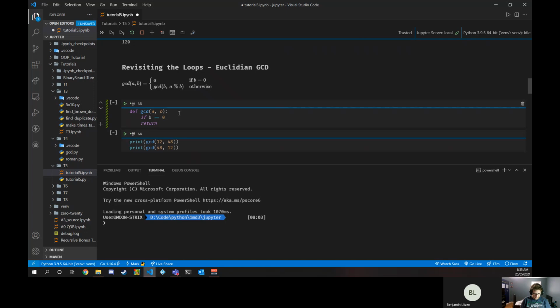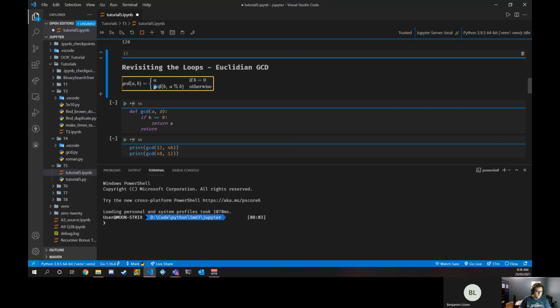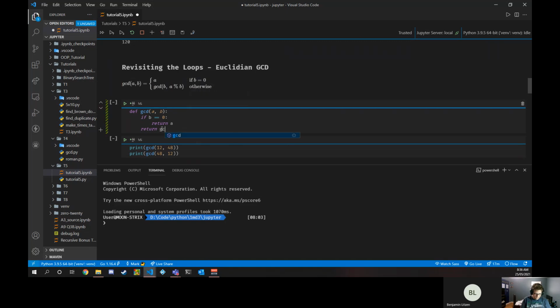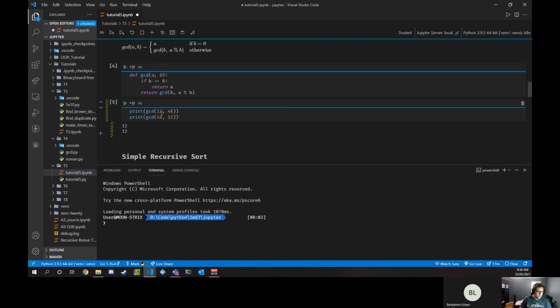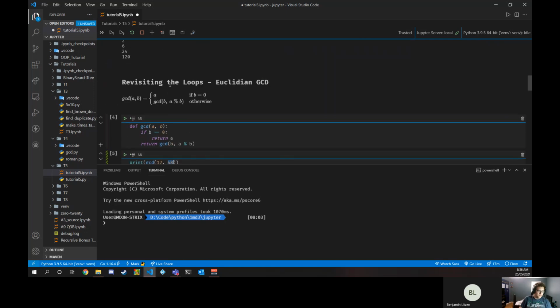So if b is equivalent to 0, then we just return a. However, if b isn't 0, the otherwise case, we simply return the GCD. We swap b into this spot here and do a mod b as what b is. If you go back to the loop equivalent, you will see it's very much the exact same code. It's the exact same idea anyways. And as you can see, the greatest common denominator between 12 and 48 is still 12.